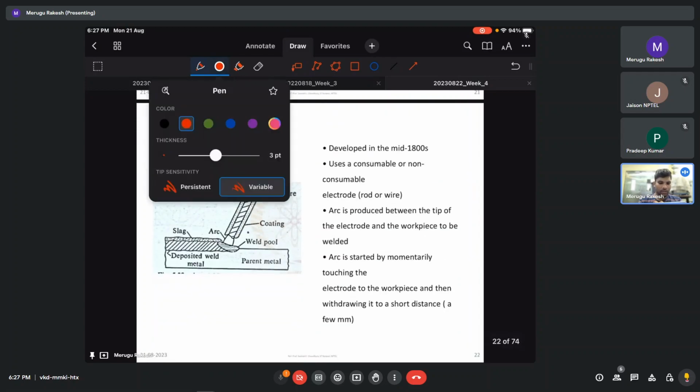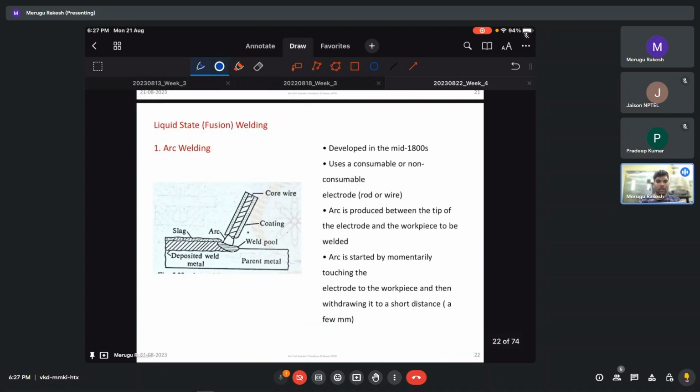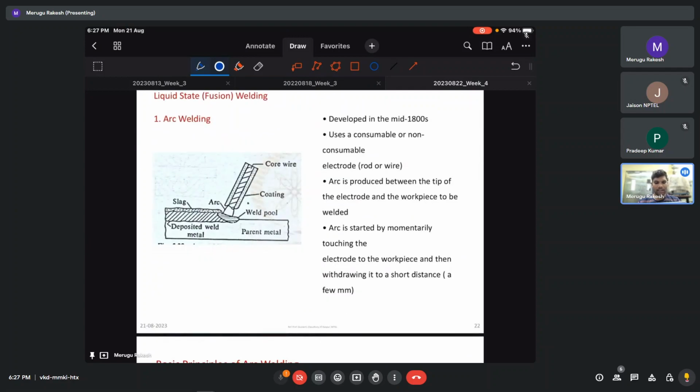Then let us move on. Let us start with arc welding. We discussed solid state welding, then we came to different types of high energy density welding processes such as laser beam welding, electron beam welding, and plasma arc welding. Now we are going to discuss arc welding, which is popularly used everywhere.